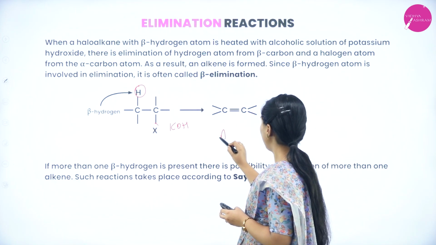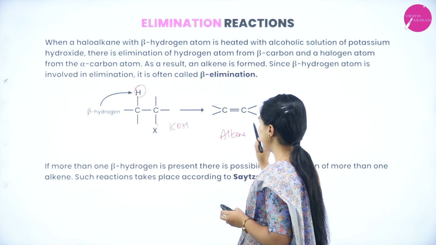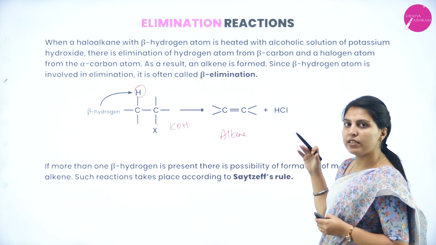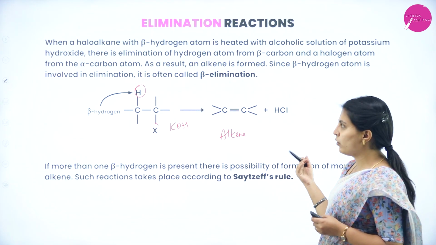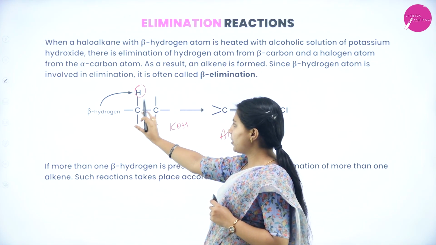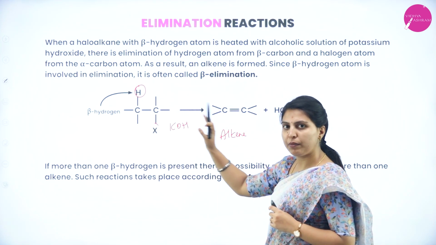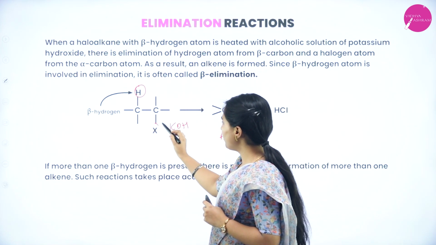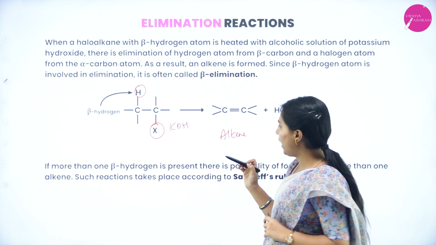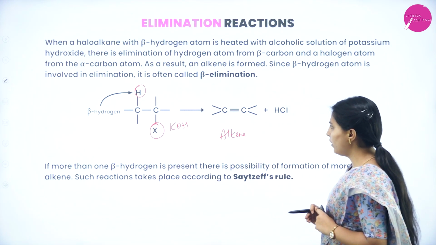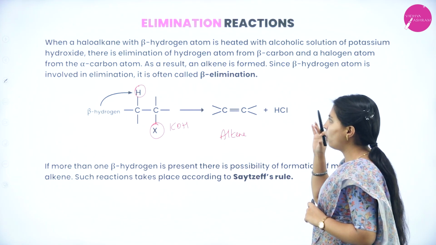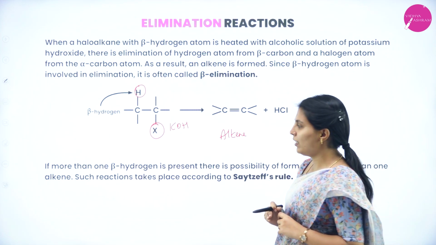This is an alkene, which has a double bond. The overall process involves the beta position, so it is called beta elimination. Once again, the hydrogen present at the beta position is called beta hydrogen. It will be removed from the haloalkane, and the halogen present at the alpha position will also be removed, leading to the formation of an alkene when treated with potassium hydroxide. That overall process is called beta elimination.